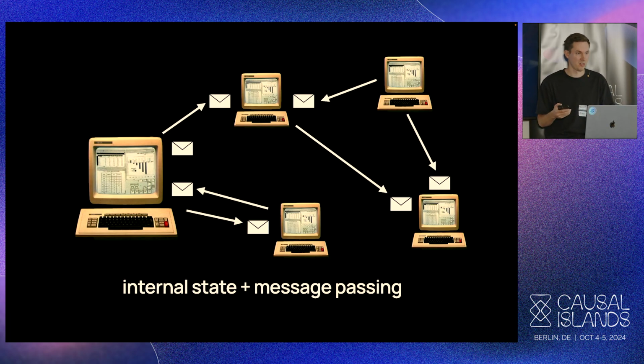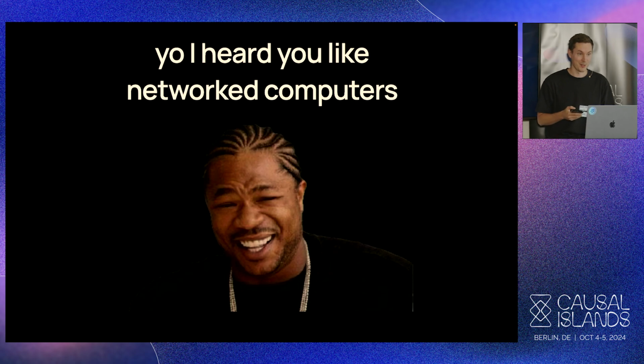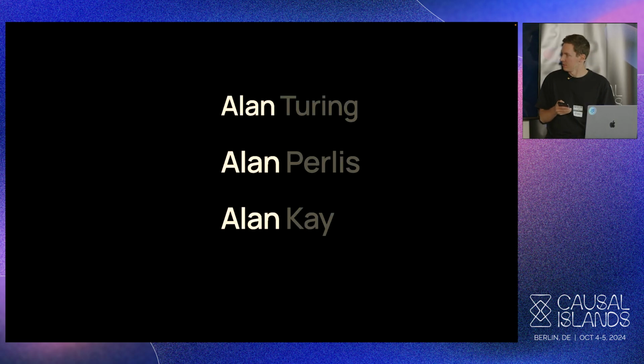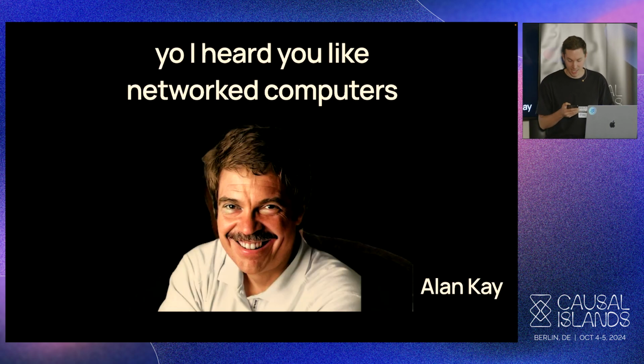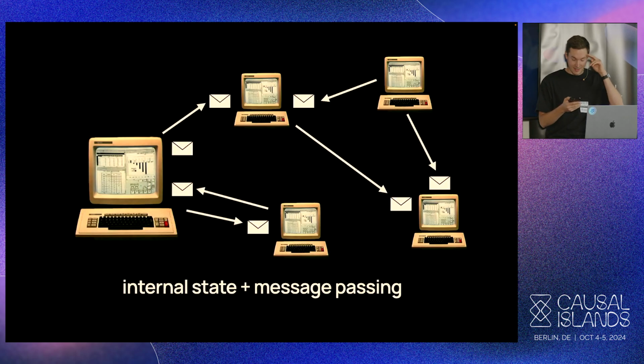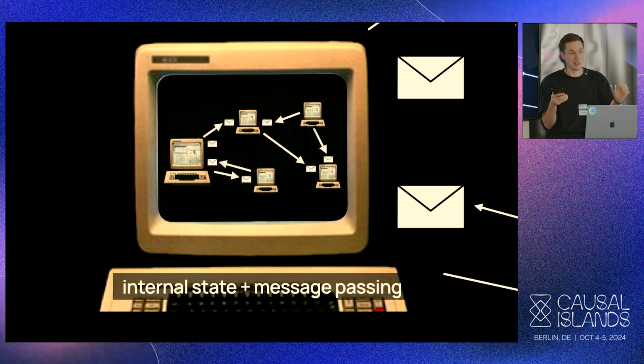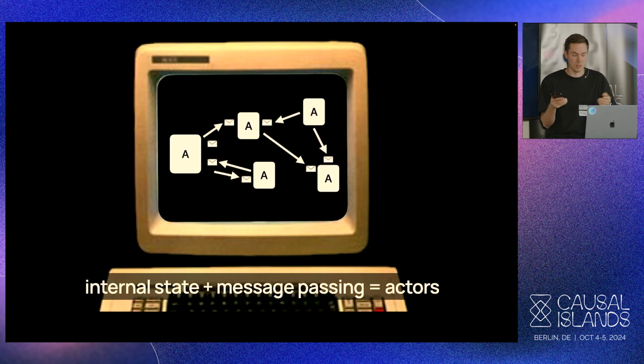And the people who built these first networks were like, I heard you like networked computers. It was Alan Kay who was saying, what if we took the idea of things with internal state that pass messages to each other, and that's also what we put inside each machine? That's how we write our programs. Wouldn't that be cool? This is what you call actors.